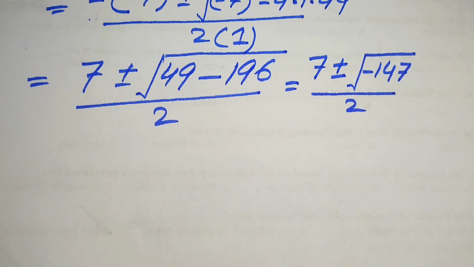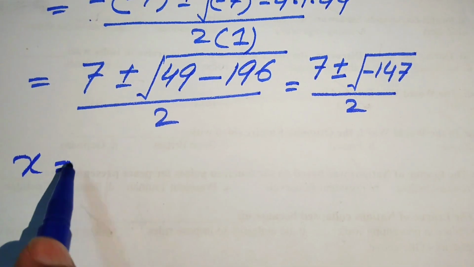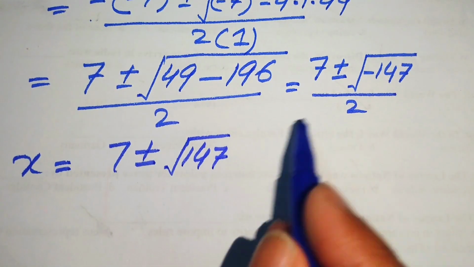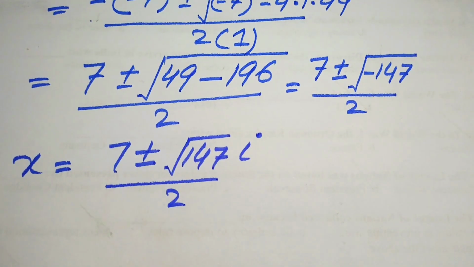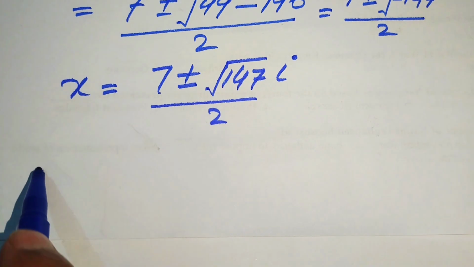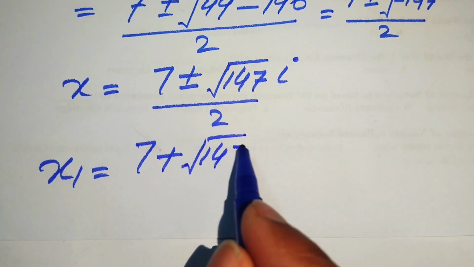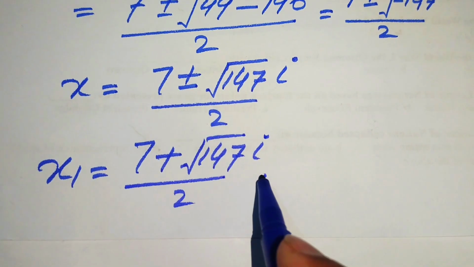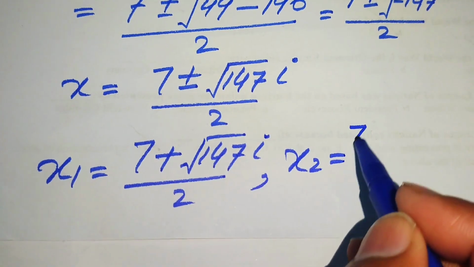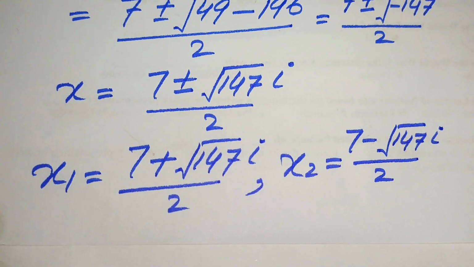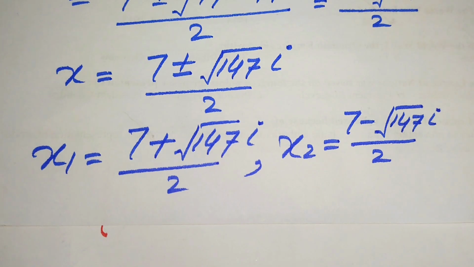After that, you very well know that if a negative sign appears inside the square root, it becomes iota. So we write it as 7 plus minus square root of 147 into iota, divided by 2. Here we have the two values of x: x1 equals 7 plus square root of 147 iota divided by 2, and the second root x2 equals 7 minus square root of 147 iota, divided by 2. These are the two values of x, and now we find the corresponding values of y.